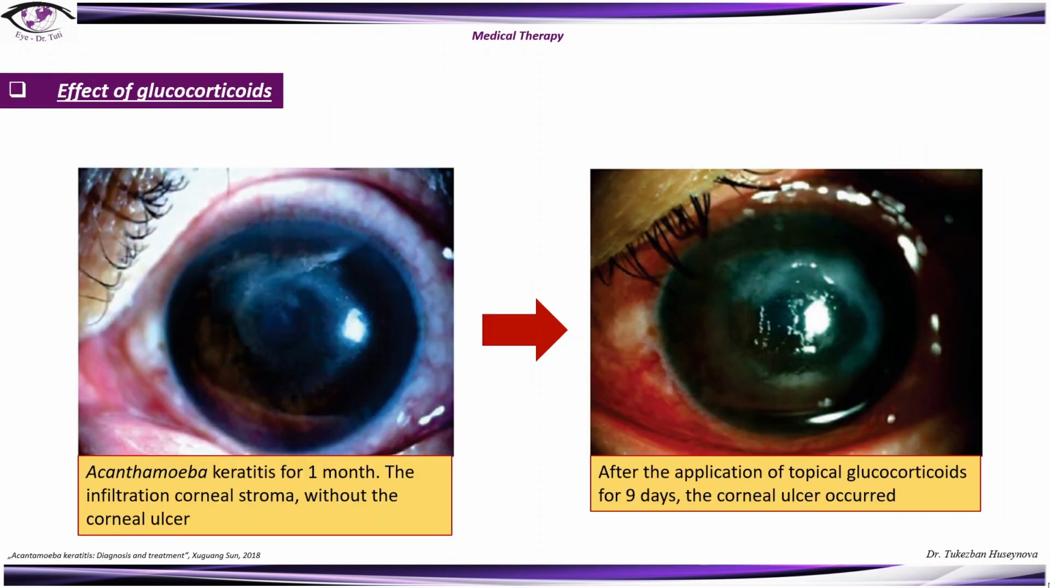examinations. Here we can see a sample of Acanthamoeba keratitis for 1 month, the infiltration in the corneal stroma without the corneal ulcer, and on the photo on the right we can see the progression after application of topical glucocorticoids for 9 days, and the corneal ulcer occurred.